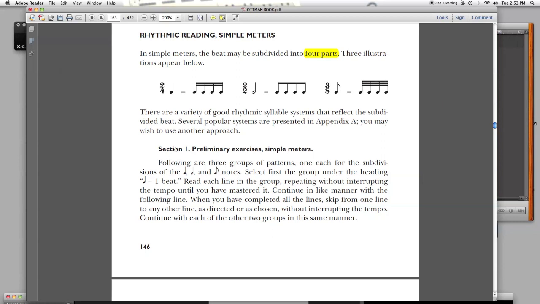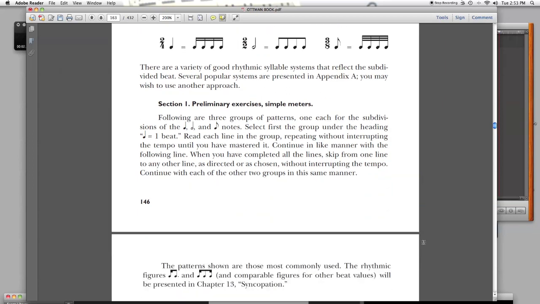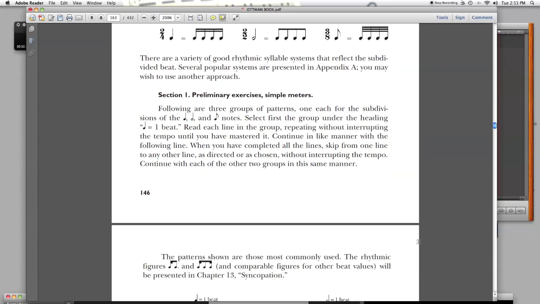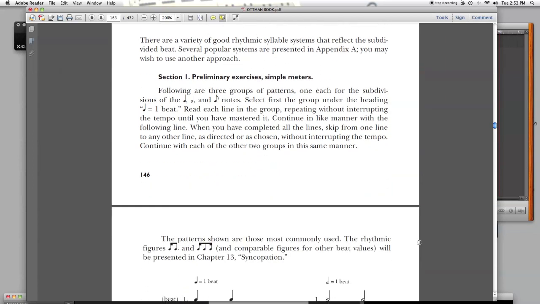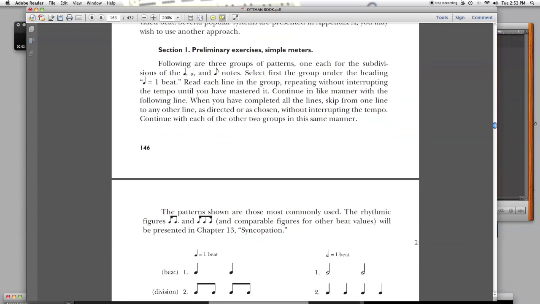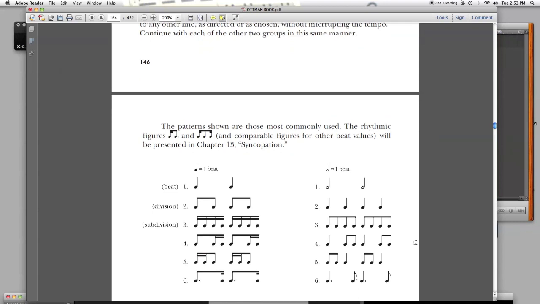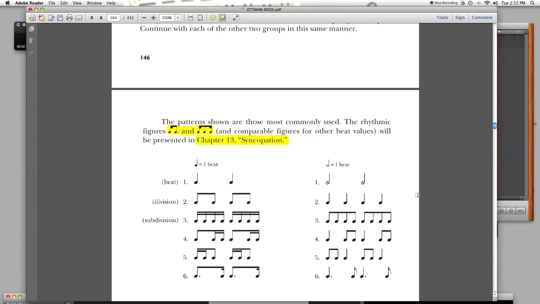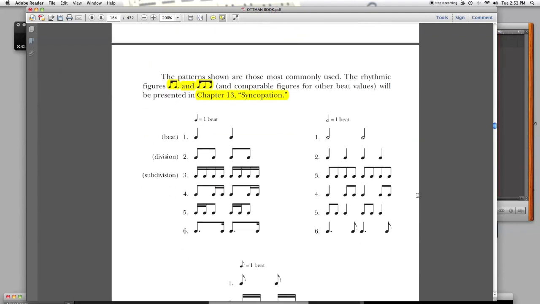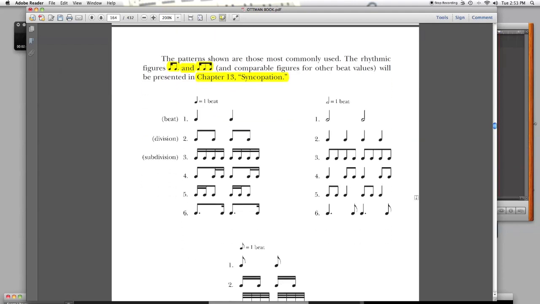But going on, in section 1, we have these preliminary exercises. So let's take a look at these. This will include some practice with dotted patterns, and I think these are really important to practice, especially in preparation for the next rhythm chapter, which will deal with syncopation. So pay attention when you run across these kinds of things. They're going to become more and more important as we get to more complex rhythmic figures.